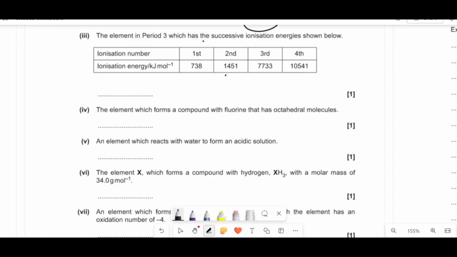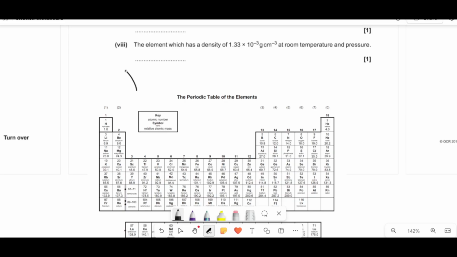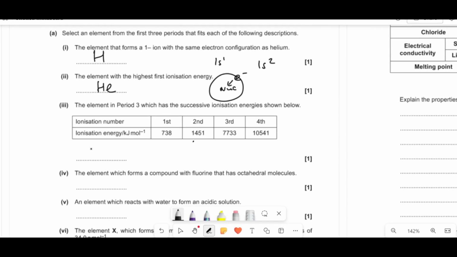Then it says the element in period 3 which has these successive ionization energies shown below. From here to here, there's about a 700 gap. From here to here, it's about 6,000. So we've removed 2 electrons and now we've gotten into a new shell, most likely. That means it's in period 3, and it's probably going to have 2 outermost electrons, so it's in the s block. Period 3, so period 1, 2, 3. So it's got to be magnesium.